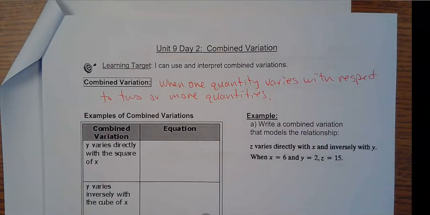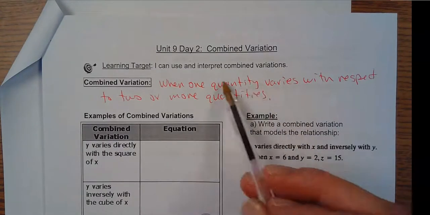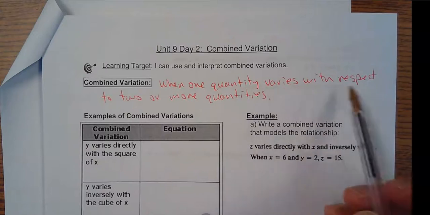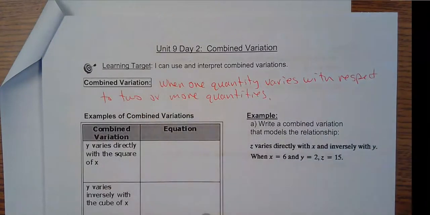So our learning target is I can use and interpret combined variation. So yesterday you did some direct variation, inverse variation. Now we're going to combine it. So yesterday it was always one variable varies with respect to another. Today we're going to talk about when one quantity varies with respect to 2 or more quantities.